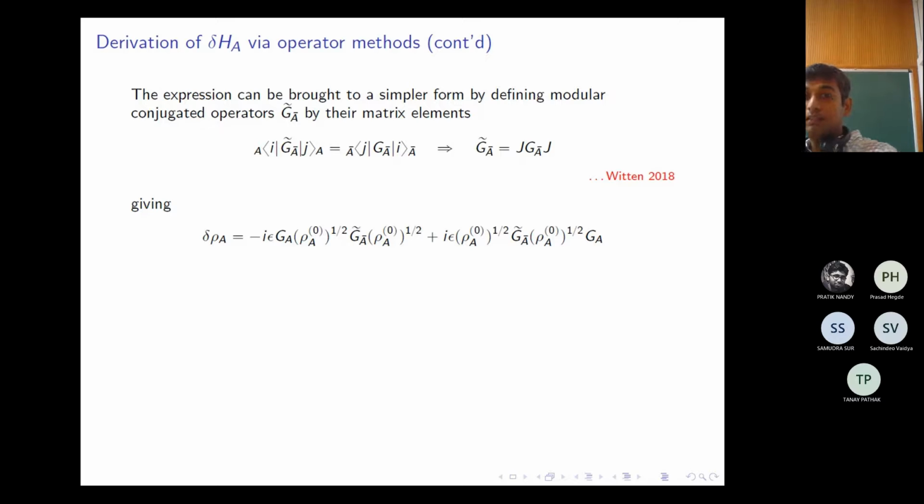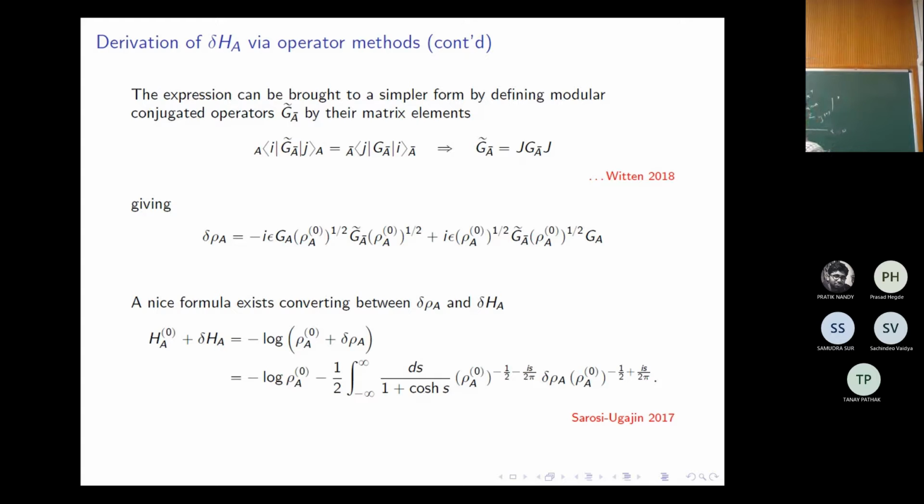And as you can see, if you look at this delta rho A a bit carefully, if it were a finite dimensional system, it should have been the commutator of G with rho A 0, but it's not because of this GA bar tilde. It's still a commutator. Actually, you can still write it in a commutator form, but it's actually not this. And this already gives us a hint that maybe there will be other contributions.